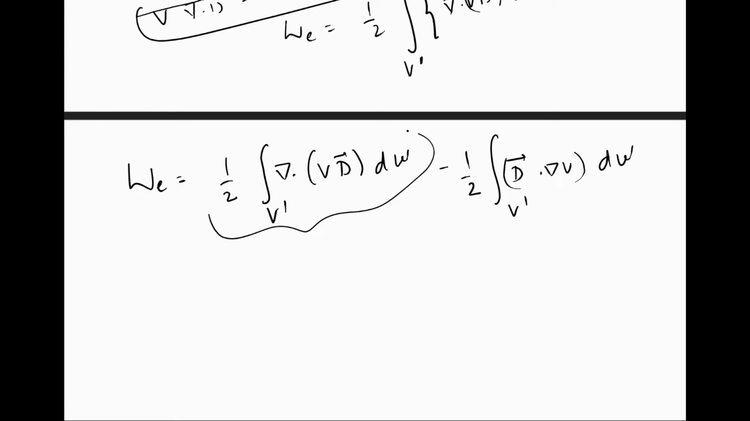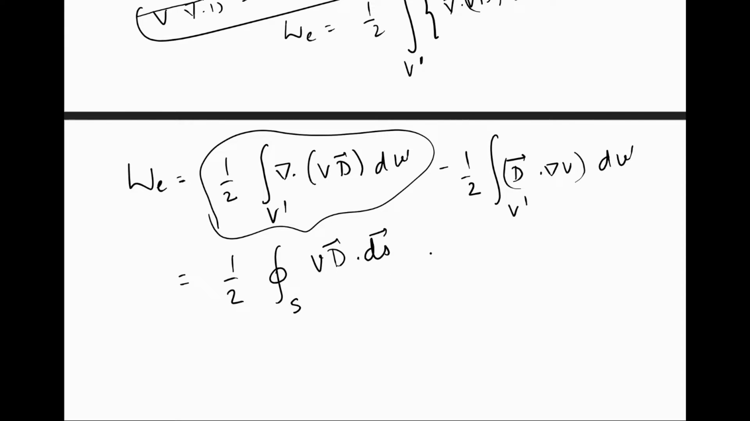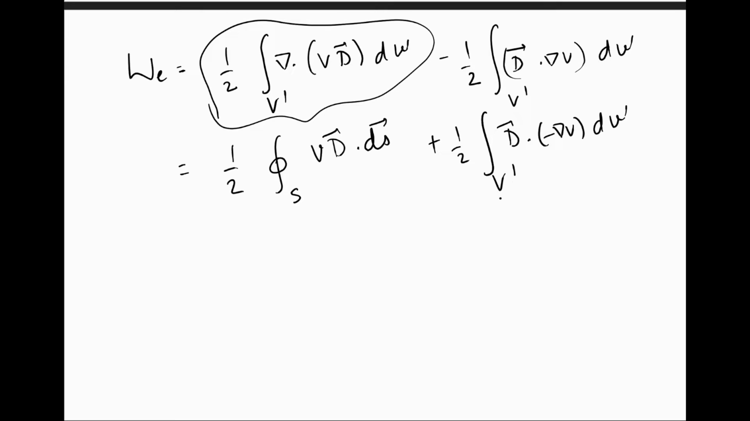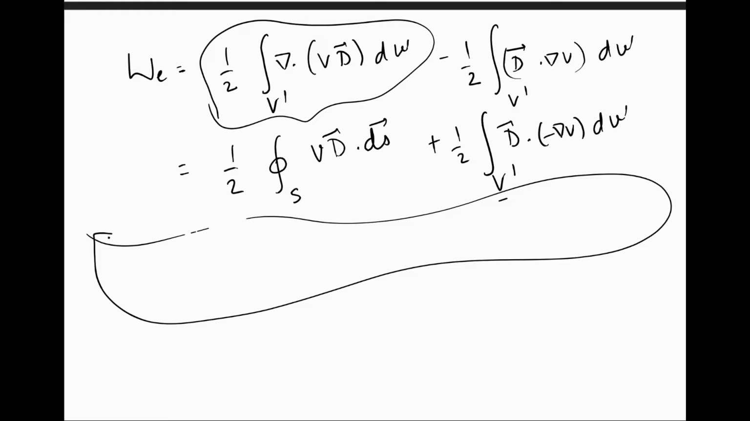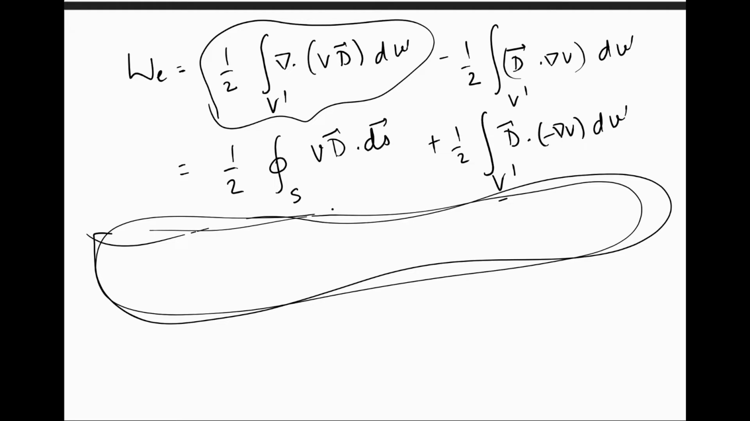Now in this we will use the divergence theorem. We will convert it to surface area. Half of the integral of V D dot ds over surface S, minus half of D dot, now I will take this minus sign inside, minus del V dV' over full volume V'. Now I will assume that this volume V' is covering the whole region, that is up to infinity. So it implies this surface is also up to infinity.